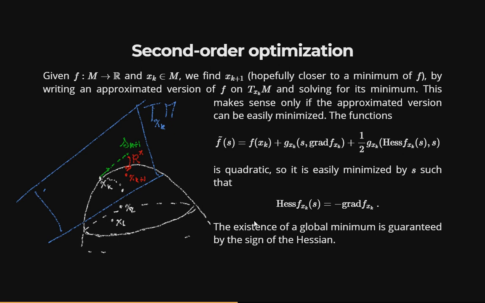The existence of a global minimum is guaranteed by the sign of the Hessian. So if the Hessian of f is positive definite, we know that this function has a global minimum on Rn. Obviously, if the Hessian is indefinite or semi-definite, semi-definite means there won't be a unique minimum, but indefinite means it won't be a minimum.